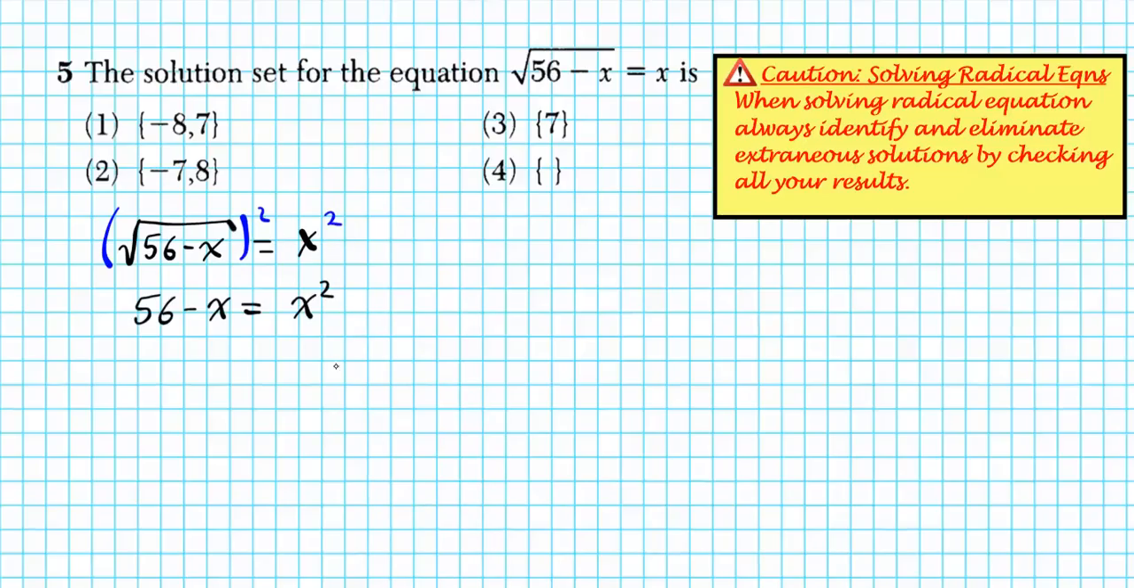How do you solve quadratics? Most methods involve you putting it in standard form first. Okay, so let's go ahead and do that. Let's put it in standard form. Simply subtract 56 from both sides and add x to both sides. Okay, so now we're going to have the quadratic in standard form: x squared plus x minus 56 equals 0.